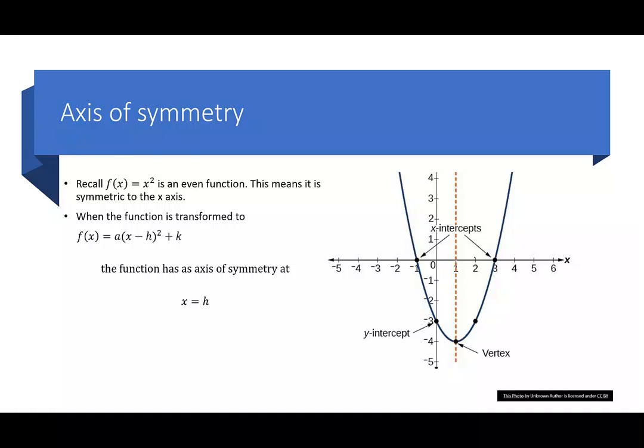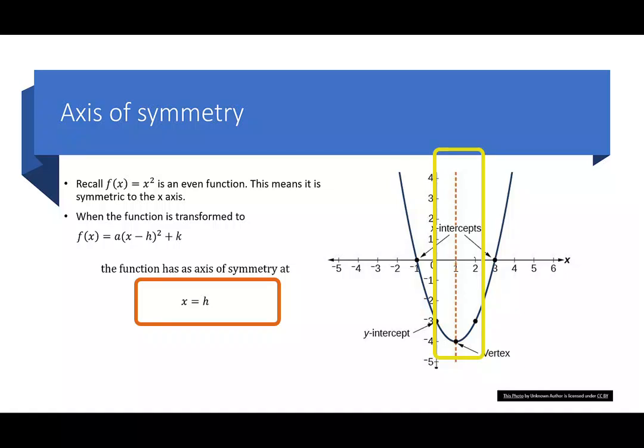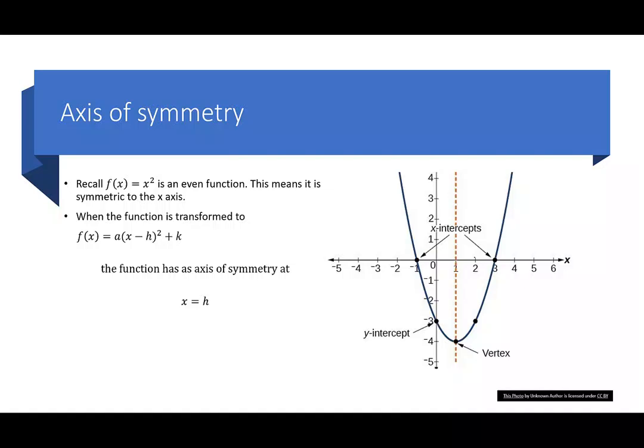So it won't be symmetric to the y-axis. It's going to be symmetric to a line x equals h. x equals h is a vertical line that goes through the vertex. As you're writing the axis of symmetry, it's really important that you always write it as an equation. So never just tell a number, you always want to say x equals a number.